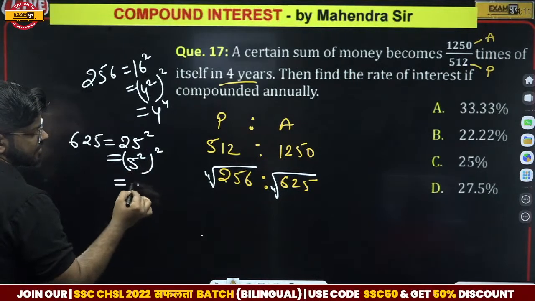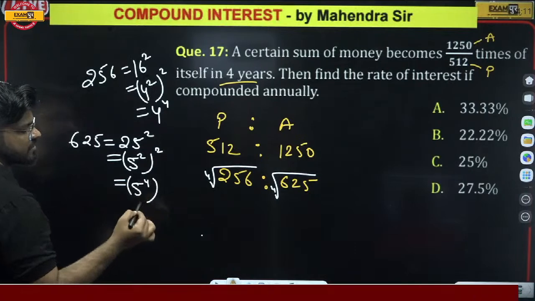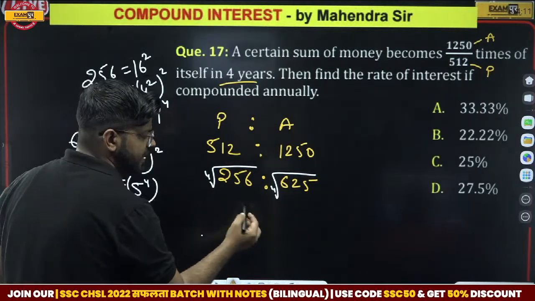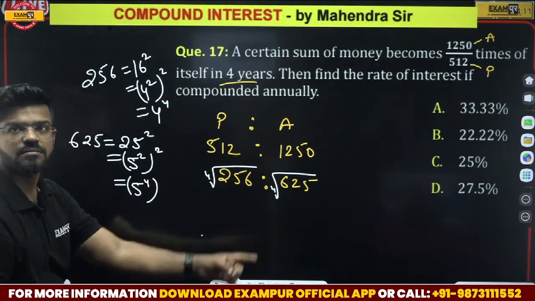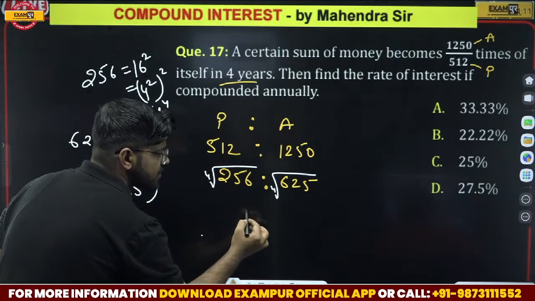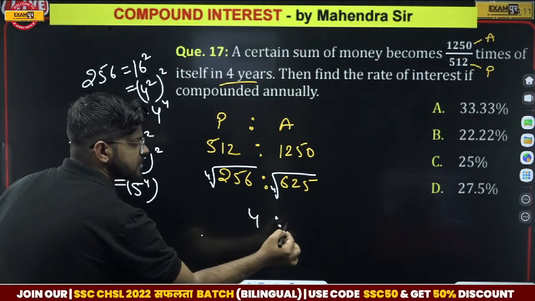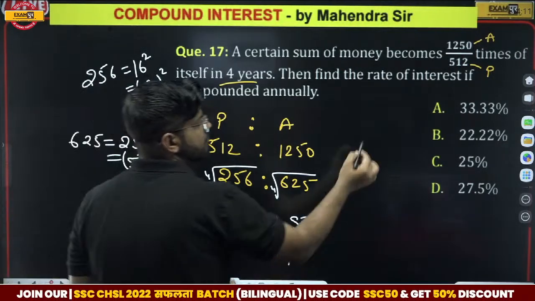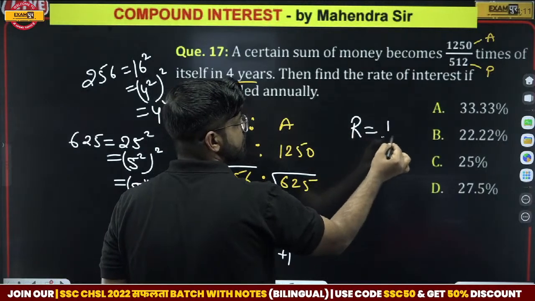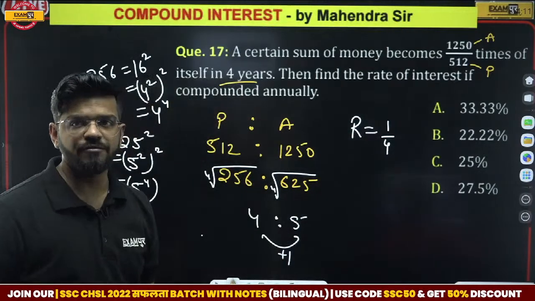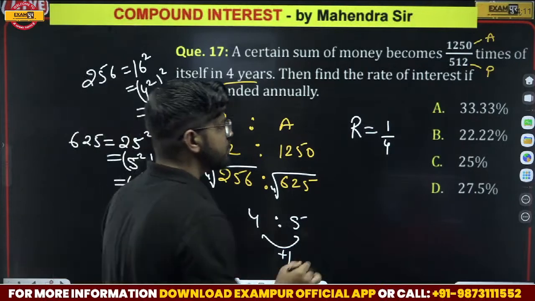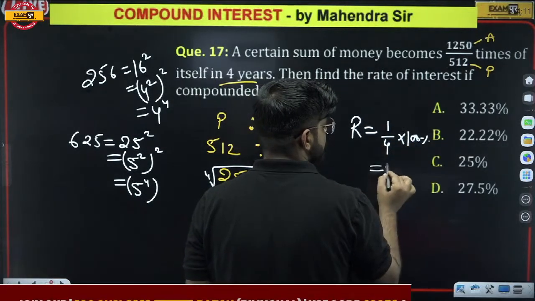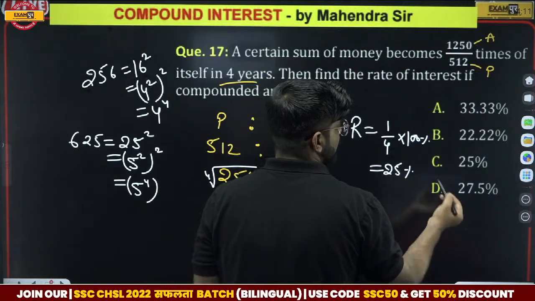How can we write it? 5 to the power 4. So this is 4 to the power 4. This is 5 to the power 4. That means the power 4 will be cancelled out. Now this will become 4. This will become 5. Increment of 1 on 4. If you know what is 1 by 4, your answer is there. If you don't know, just multiply it by 100%. Your answer is 25%. Option number C.